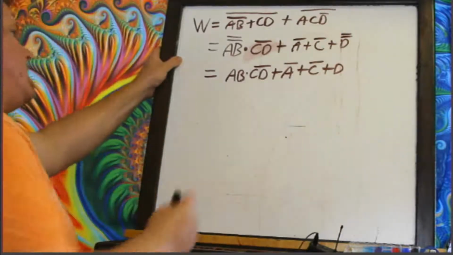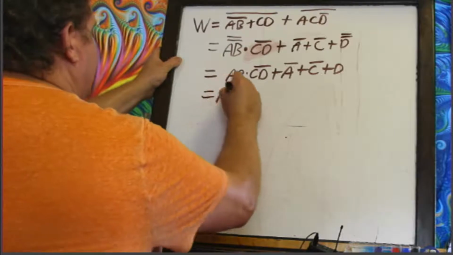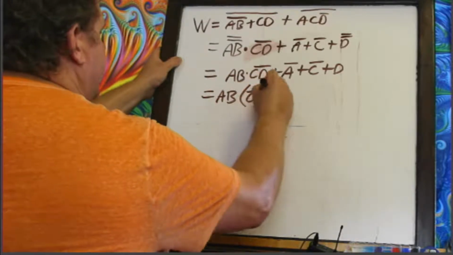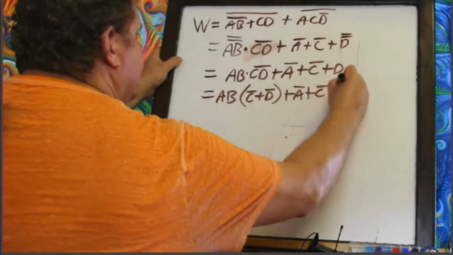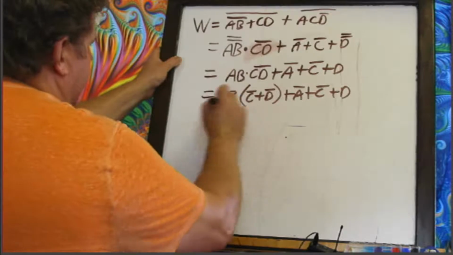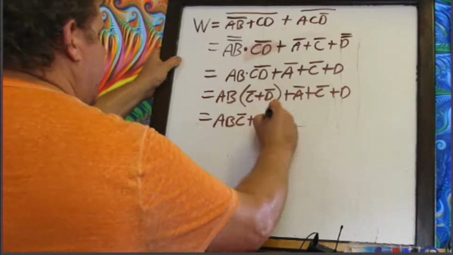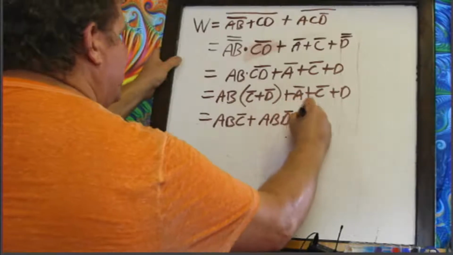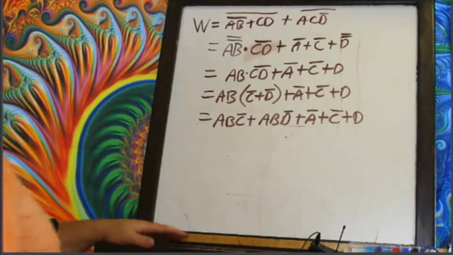Okay? Finally, I'm going to do this last DeMorgan's right here. So now I've got AB times C plus D plus A NOT plus C NOT plus D. And so then I'm going to distribute this out. And so I've got ABC NOT plus ABD NOT plus A NOT plus C NOT plus D. All right.